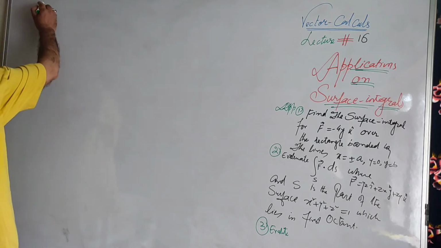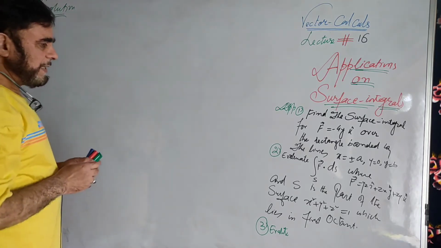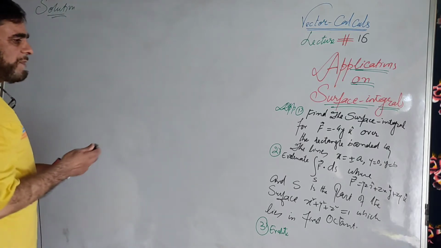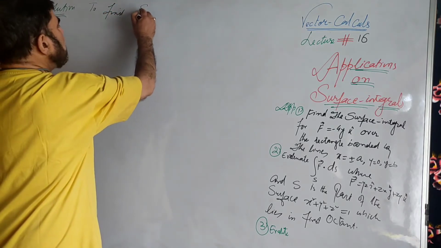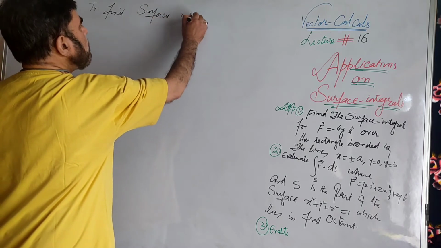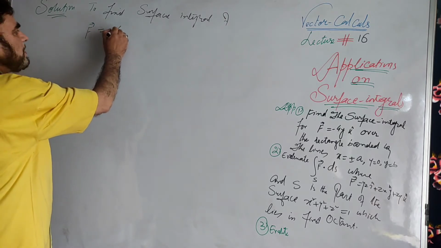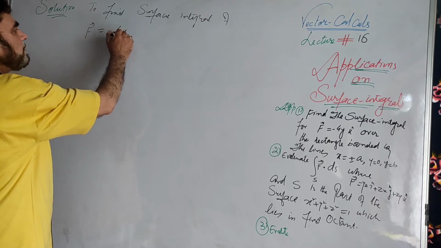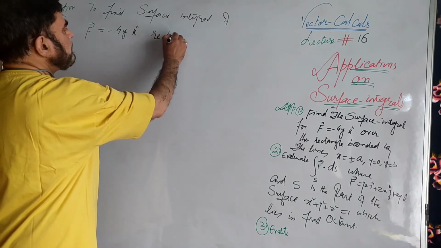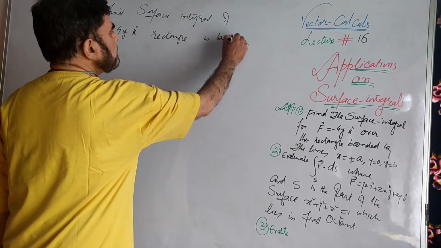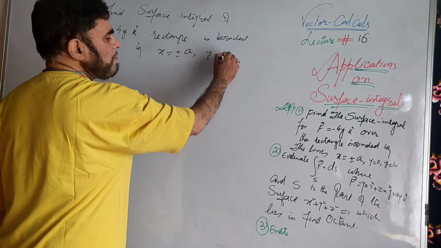Let me have the solutions of these problems first. This is the solution here. The first problem says: find the surface integral of the vector point function f equal to minus 4y k, unit vector k, over the rectangle bounded by the lines x equal to plus minus a, y equal to 0, y equal to b.